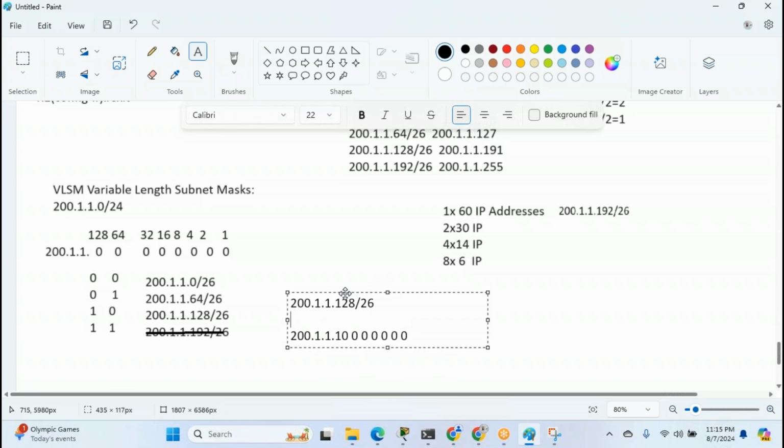You could have given 192 or any of the other ones to the first one. But if I do this one to fulfill the requirement of 8 subnets of 6 IP addresses, then I will have to do a lot of calculations here in 192. Just to keep it simple for myself, I gave this one to the customer which requires 60 IP addresses. Right. Okay. So now 128.64 are not available. So this bit's value is 32.